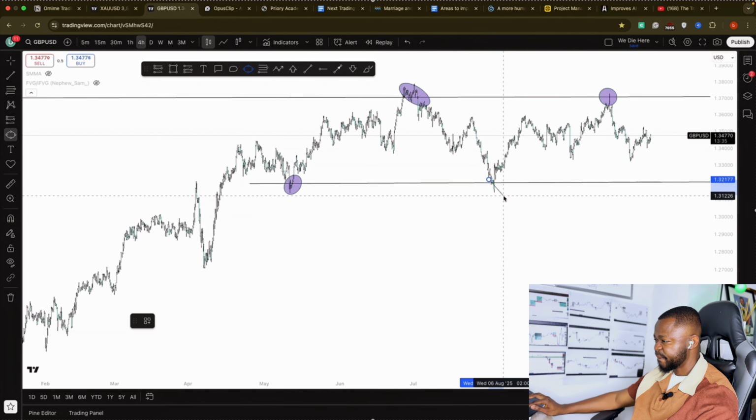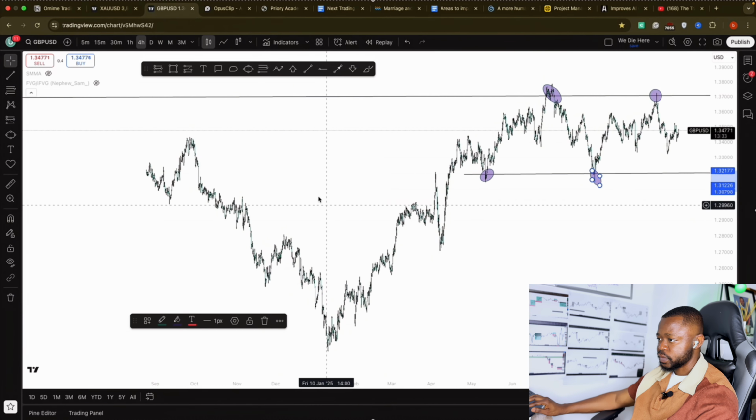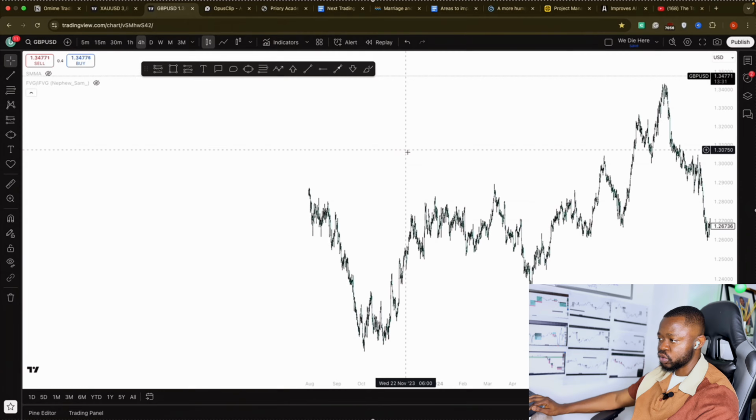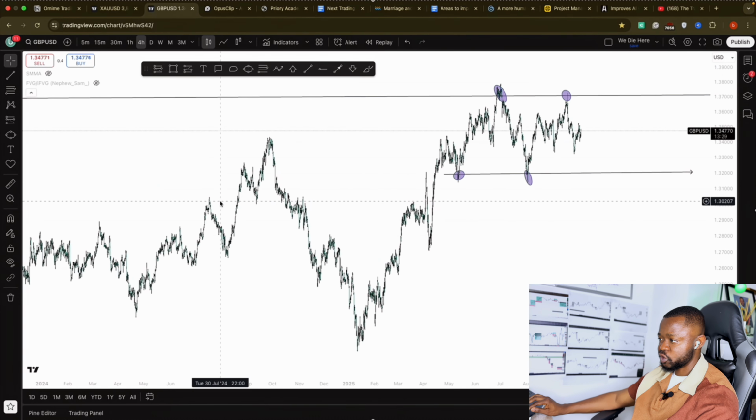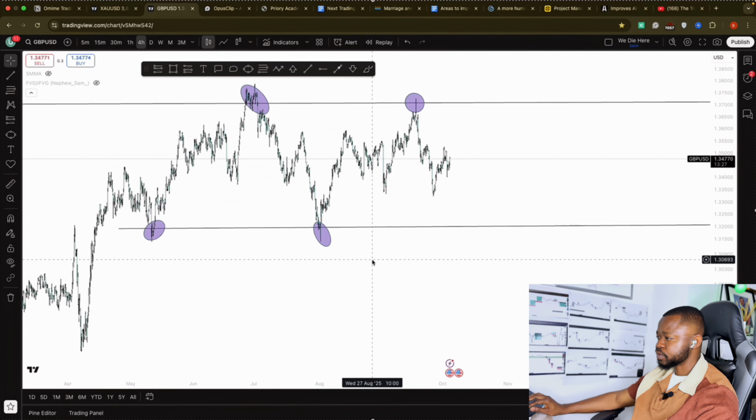Here, and so on and so forth. You can go all the way to the back. You see price respecting each and every one of these areas.